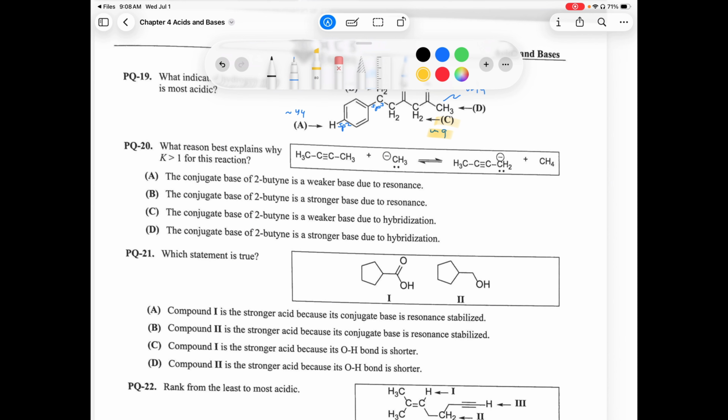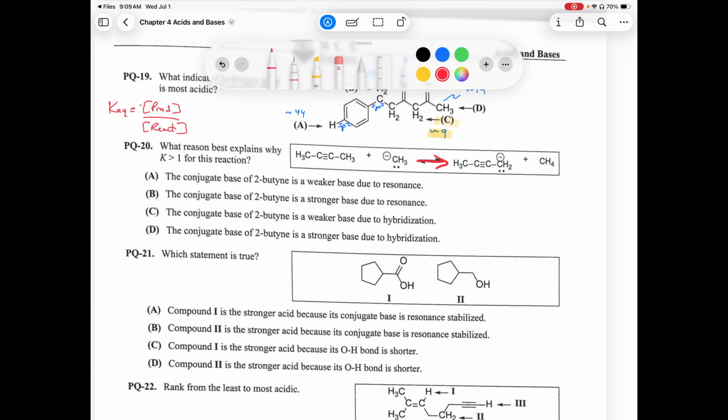Okay, number 20. What reason best explains why the K is greater than 1 for this reaction? So you should remember from your general chemistry days that K equilibrium is going to be equal to the concentration of products over reactants. I won't go over the whole thing right now. And so if the K is greater than 1, that means that the reaction lies to the side of the products. Okay, there's more products than there are reactants.